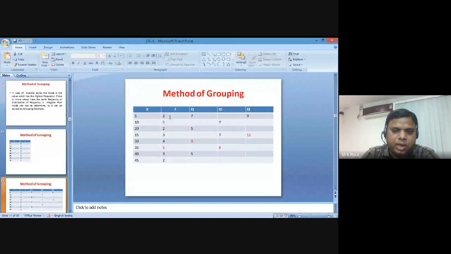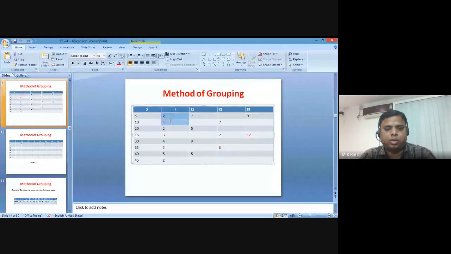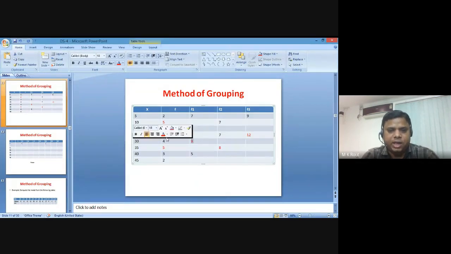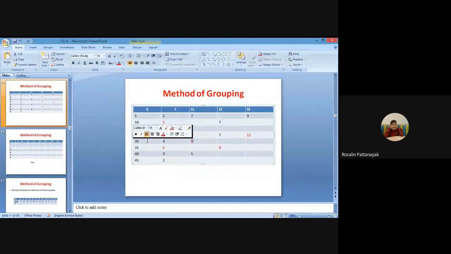So here in this particular example, first I made groups of 2 numbers: 2 plus 5, that is 7, for the first one. The next is 2 plus 3, that is 5. Again 2 plus 4, that is 4 plus 5, that is 9, and 3 plus 2, that is 5. So from this F1 column, we identify the highest frequency value is 9, and that refers to 30. Clear?